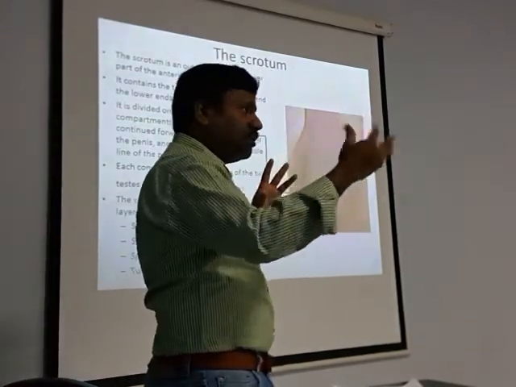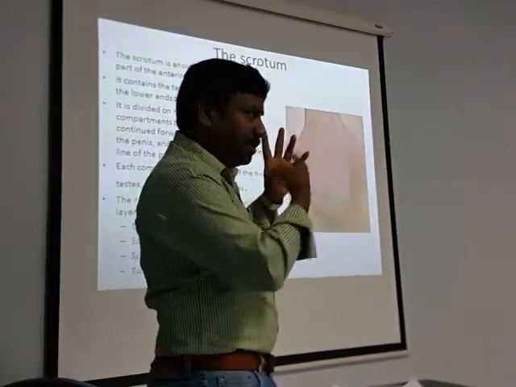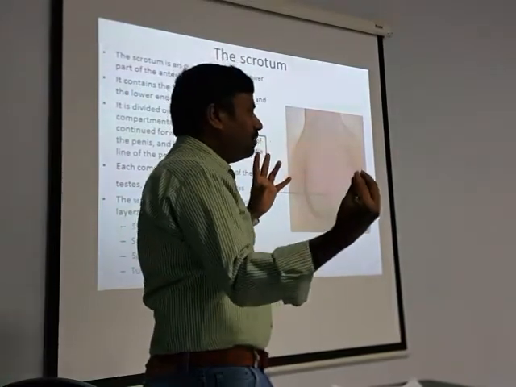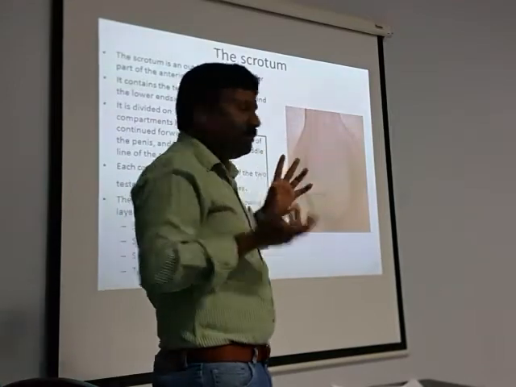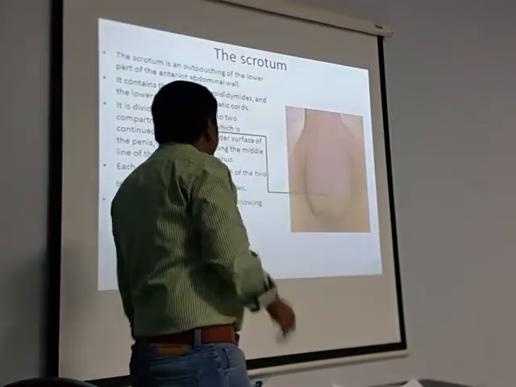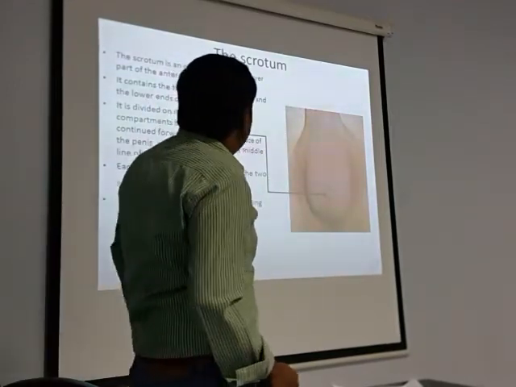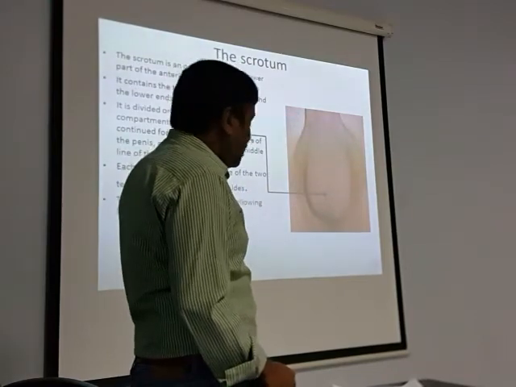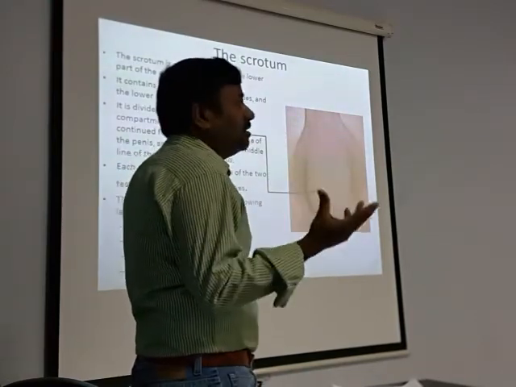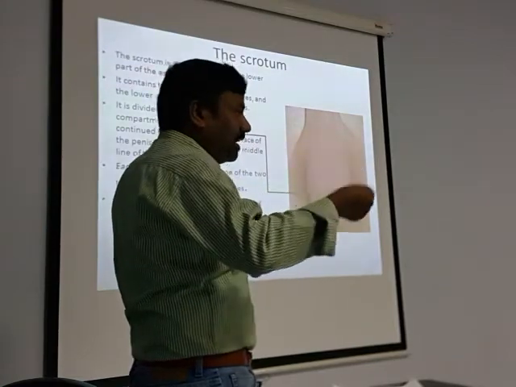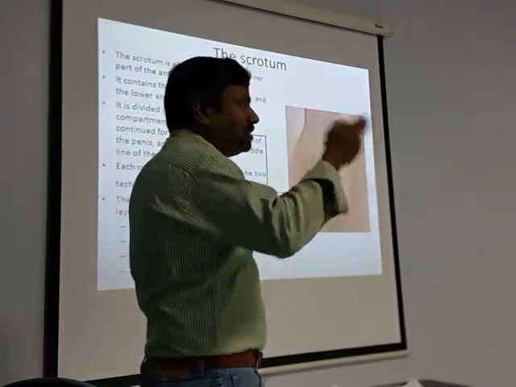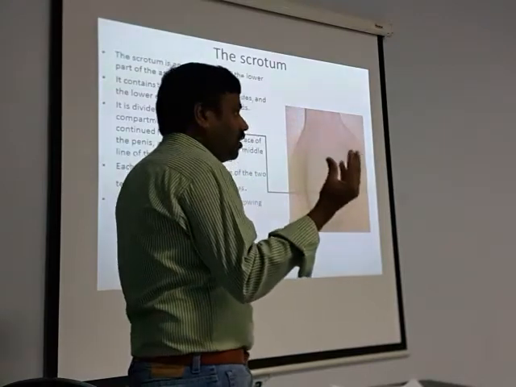So you got the meaning of the word outpouching, right? The same layers of the anterior abdominal wall also cover the scrotum as its inner layers. So the scrotum is an outpouching of the lower part of the anterior abdominal wall. It contains the testis, along with organs like the epididymis and the vas deferens, all present within the scrotal sac.